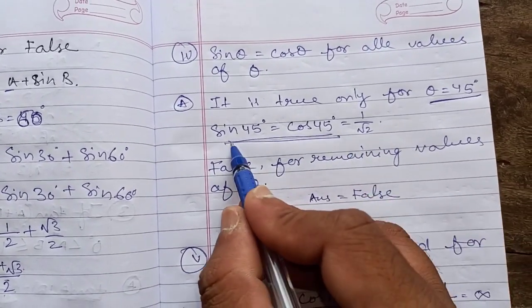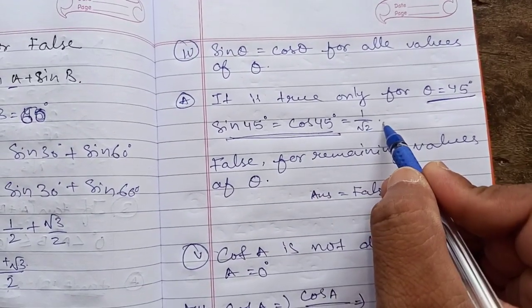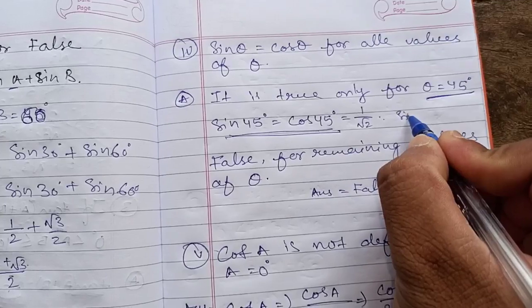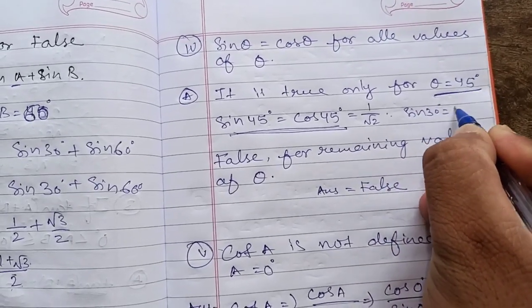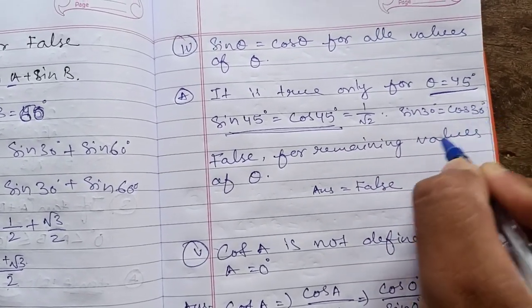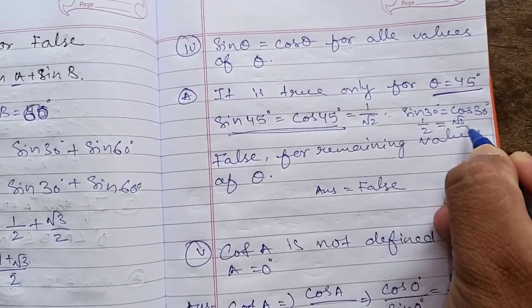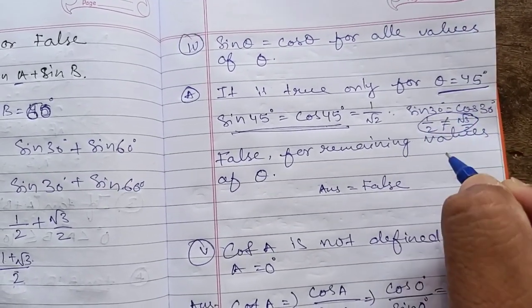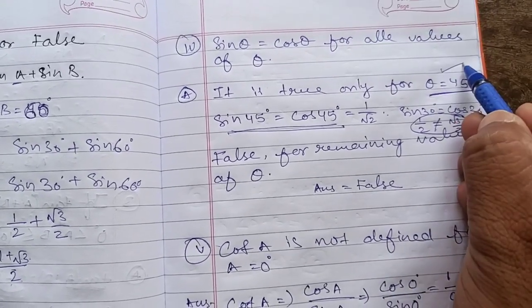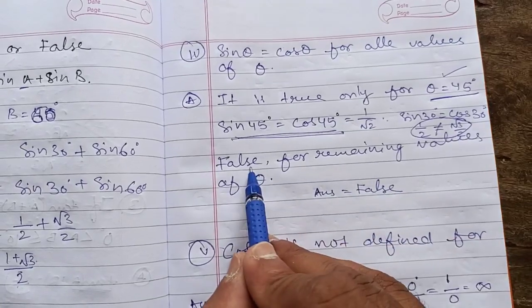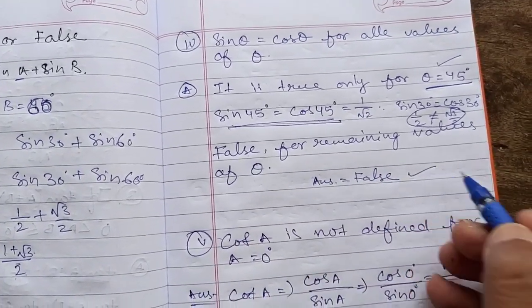Because sin 45 and cos 45 are both 1 by root 2. But if we take some other values, like sin 30 degrees and cos 30 degrees, sin 30 degrees is 1 by 2, cos 30 degrees is root 3 by 2, these are not equal. Are you getting? That means only for 45 degrees it is true, but for all values it is false. That means this statement is false.